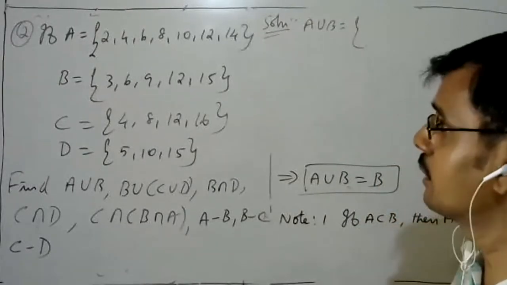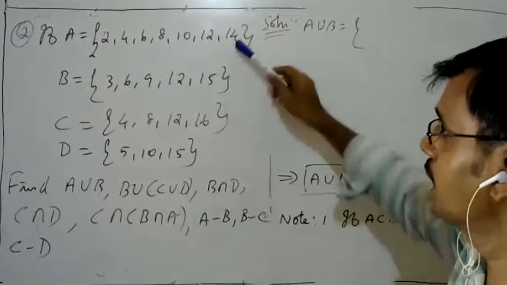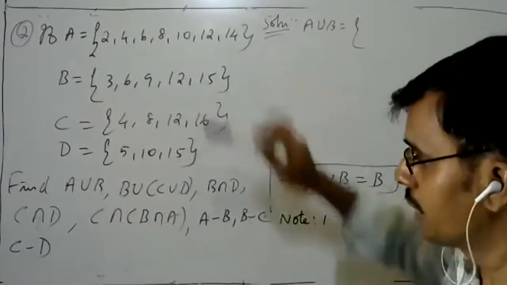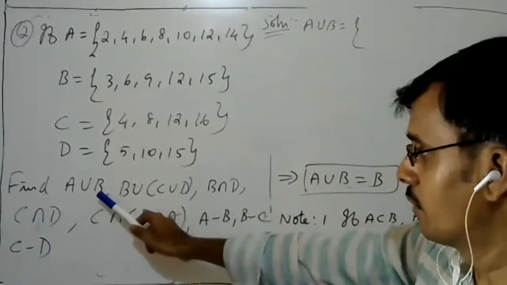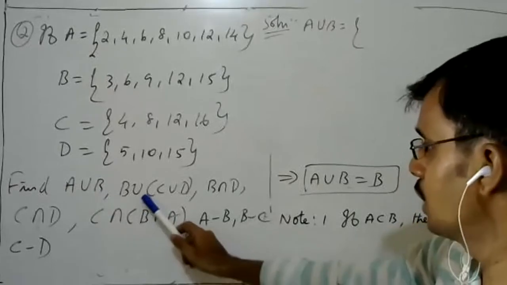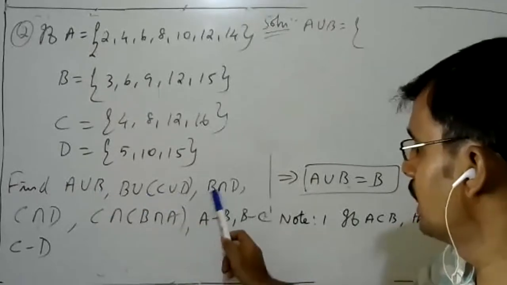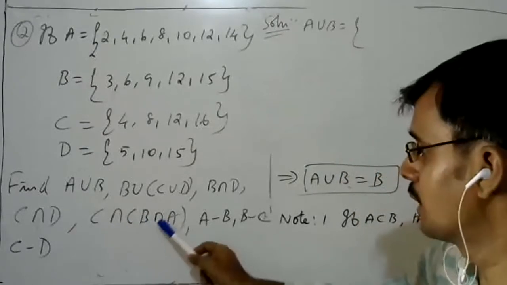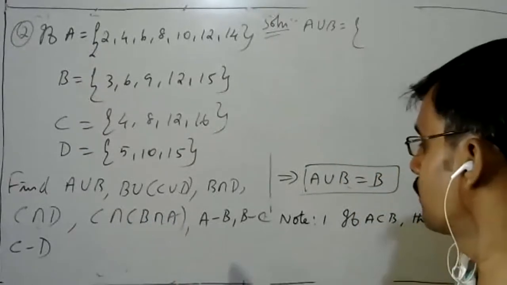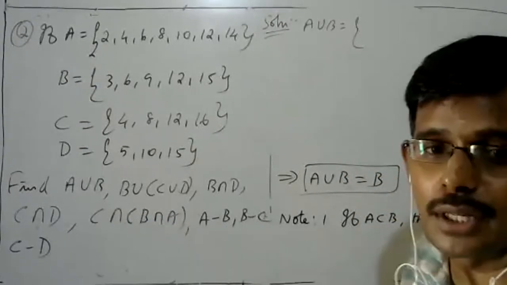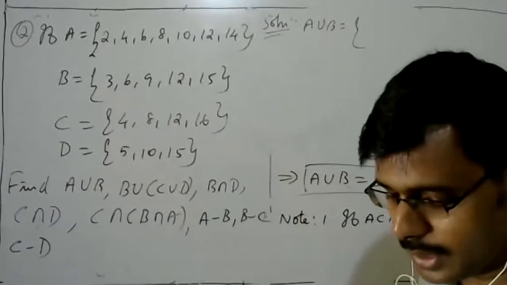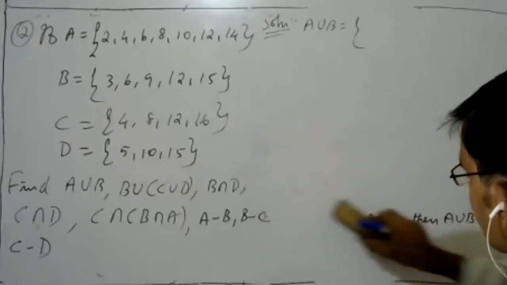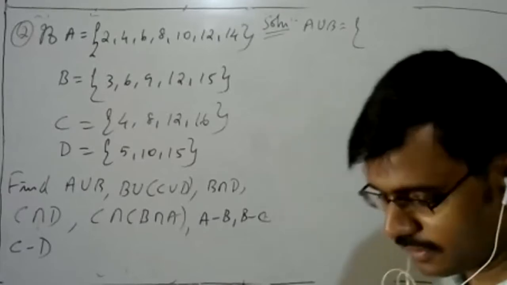Look at that. A, B, C, D are given. The question is to find A union B, B union C union D, B intersection D, C intersection D, A minus B, B minus C, C minus D. These are very simple ones. A union B, A intersection D, it is a very simple topic.